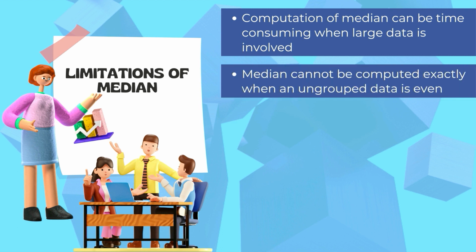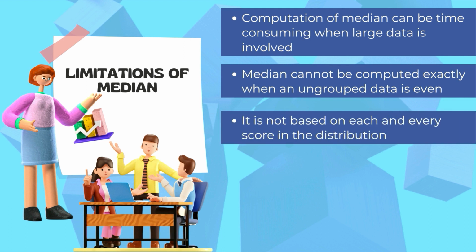The median cannot be computed exactly when ungrouped data is even in number. Like if you have data like 10, 12, we cannot compute the exact value of the median, although we somehow calculate the median on the basis of certain assumptions and calculation, but it is not exact. This can be considered a limitation of the median as well.